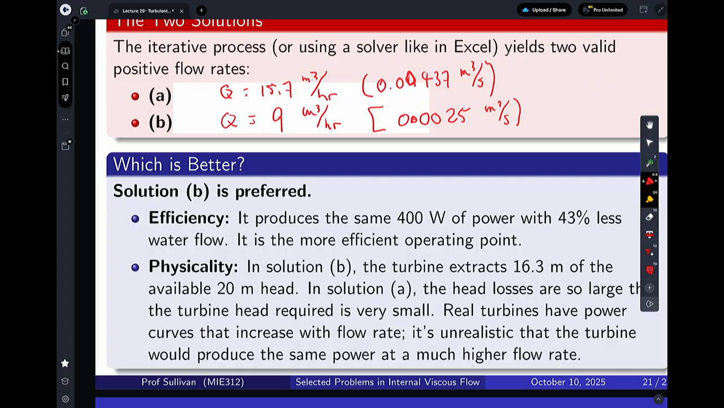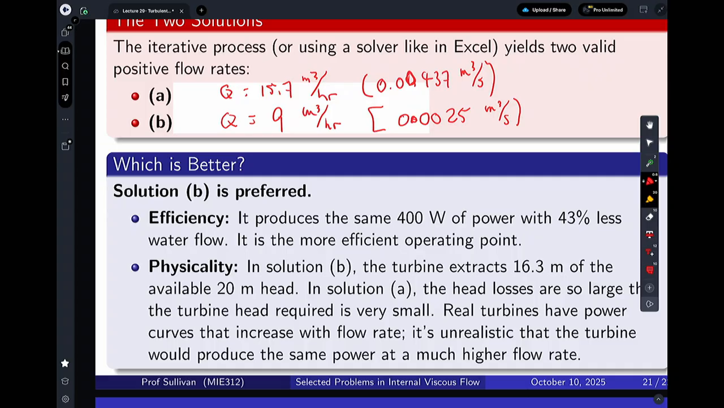Let's see. So efficiency, you probably want to go with B, 43% less water flow for the same 400 watts power, which is great. And it's the more efficient operating point. In solution A, the head losses are so large that the turbine head remaining is very small. And real turbines have power curves that increase with flow rate. It's unrealistic that this turbine would produce the same power at a much higher flow rate.